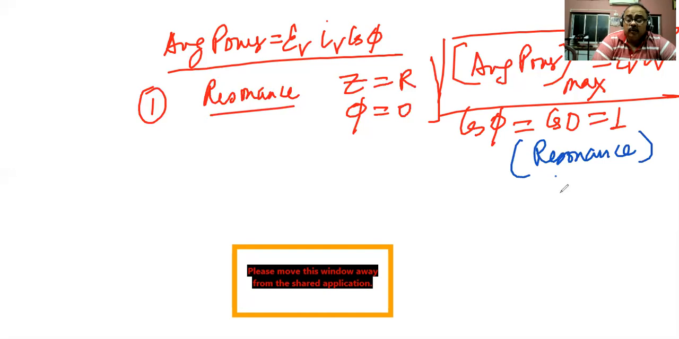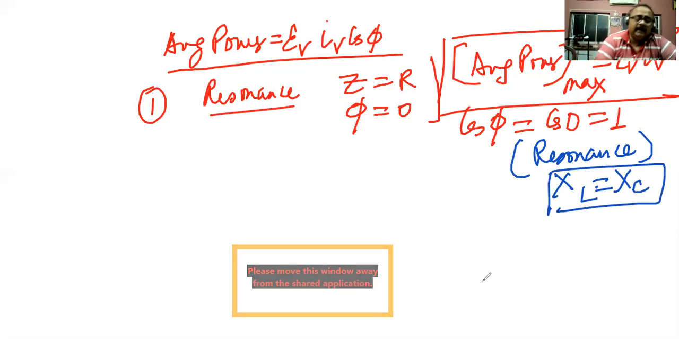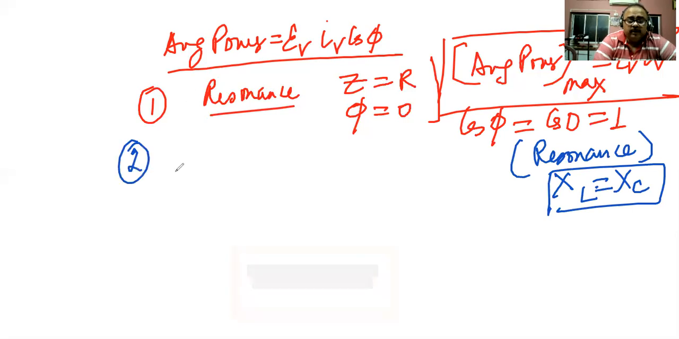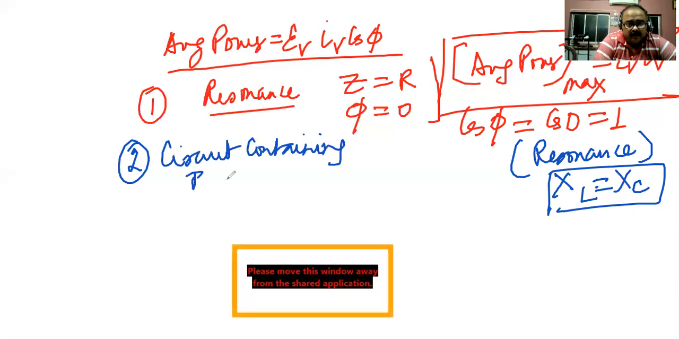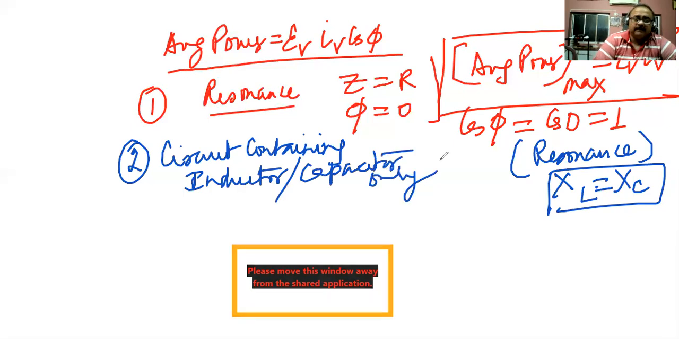Resonant condition means when inductive reactance is equal to capacitive reactance. That is, the LCR circuit will behave as a pure resistance circuit. Number 2, a very, very important and interesting logic I would like to give you over here. Suppose a circuit containing pure inductor or capacitor only. Children, you remember this. Circuit containing inductor or capacitor only.